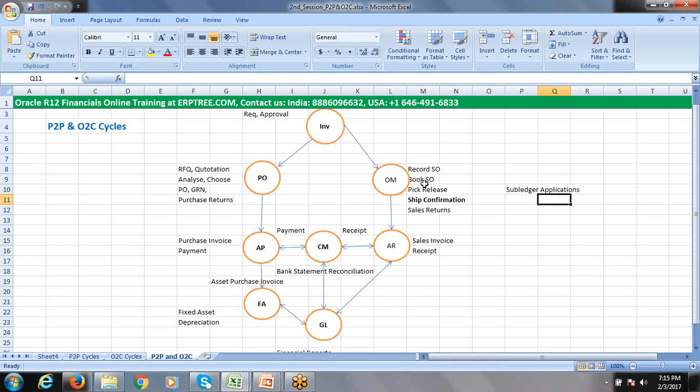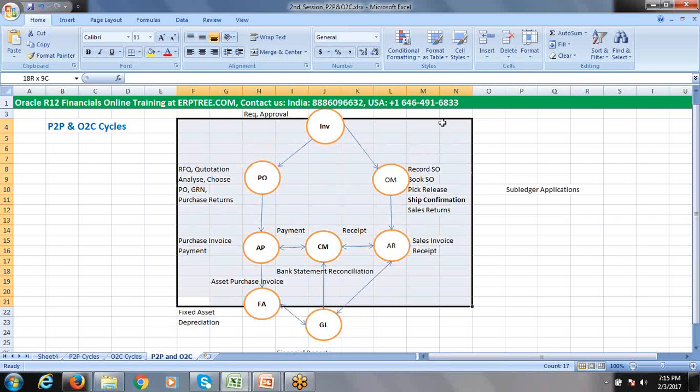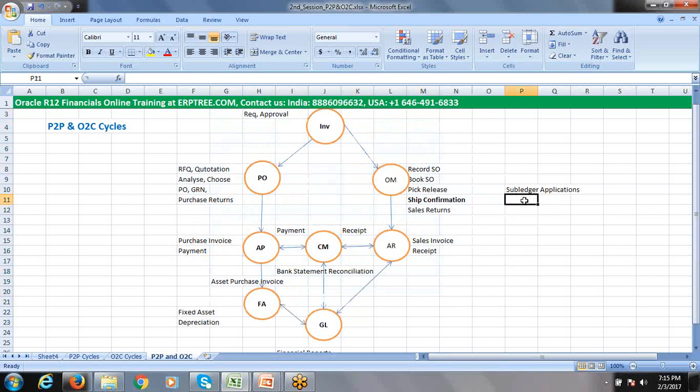That is the reason when you compare these applications with the GL application, these all are sub. These will have a sub part of the information compared to GL. That is the reason, except GL, all applications we call sub ledger applications. Just remember this term. GL is general ledger, and all other applications come under the classification of sub ledgers. So this is what we discussed in yesterday's session.